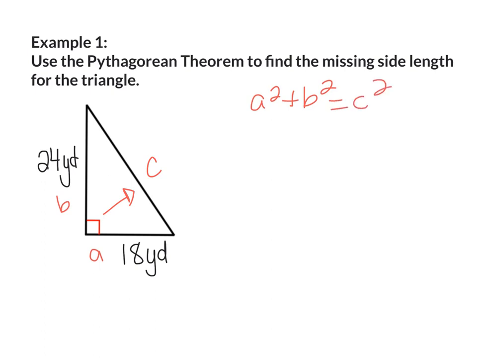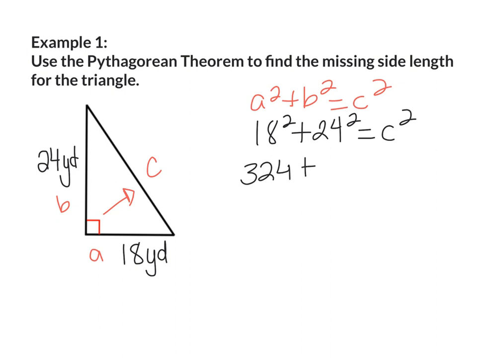So A is 18 squared, B is 24 squared, and that equals c squared. So 18 squared is 324, 24 squared is 576, and that will equal c squared. So when I add 324 and 576, that gives me 900. I'm going to bring down c squared.